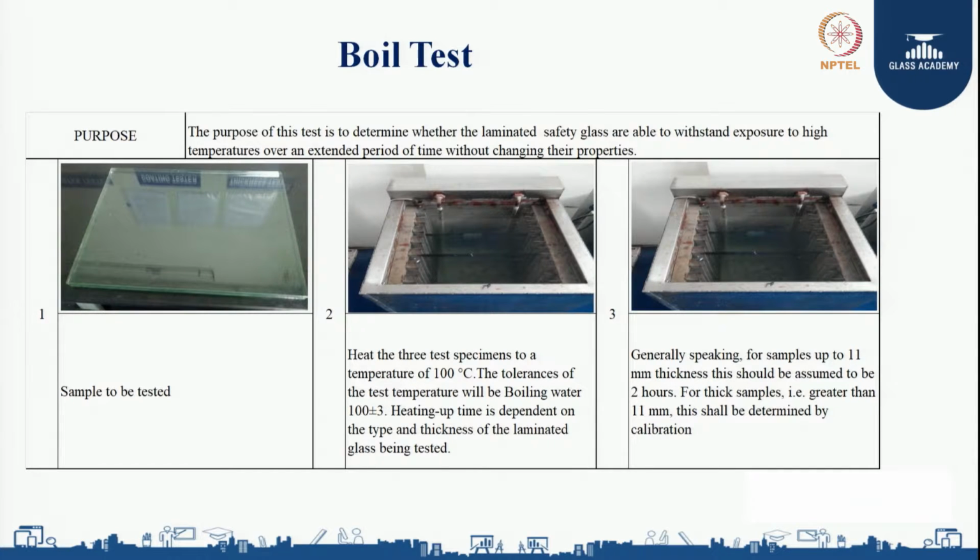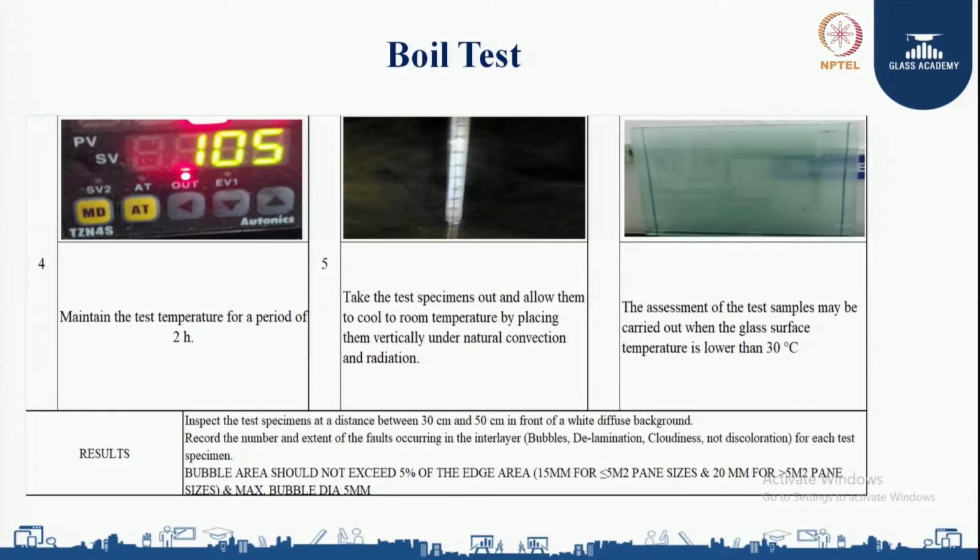So it is basically talking about the overall thickness of the lamination and the duration of the temperature. If you see in the fourth slide, it is saying maintain the test temperature for a period of 2 hours. In the digital meter you can see that now the temperature is set to 100 degrees and we need to maintain for 2 hours. Take the test specimen out and allow them to cool. In the fifth figure you can see, even with the help of a thermometer we can measure the boiling water temperature. And once the glass has been boiled for 2 hours at 100 degrees centigrade, now we need to take out the sample.